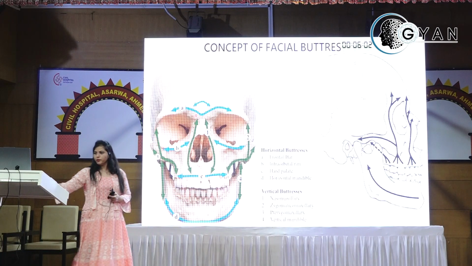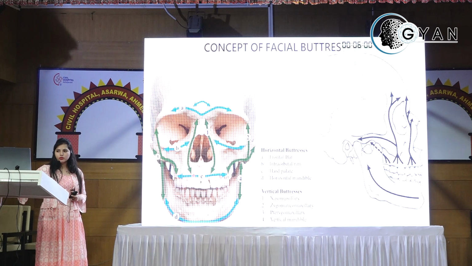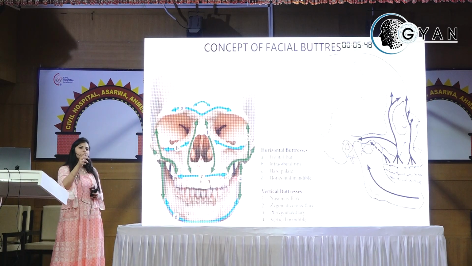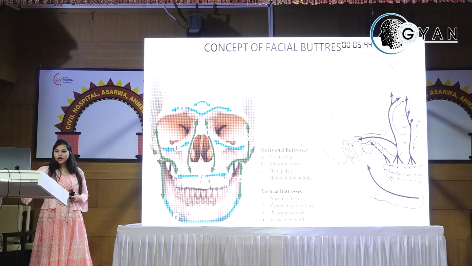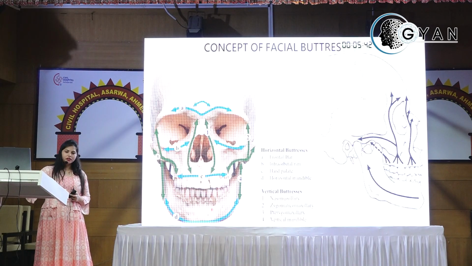The horizontal buttress goes from this part. This is the frontal bar. The horizontal buttress is this superior one, which is the frontal bar. Then here it is the infraorbital rim, bilateral side, which forms the second one, and then the hard palate, because these are the thick corticated bone which provide support to the midfacial skeleton. Mandible we are not including, already we have finished it.